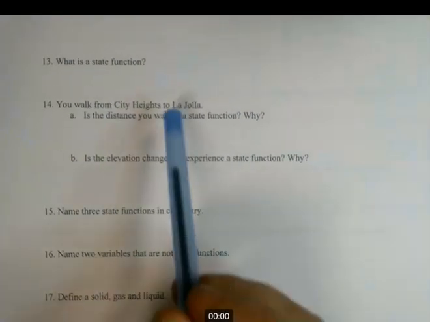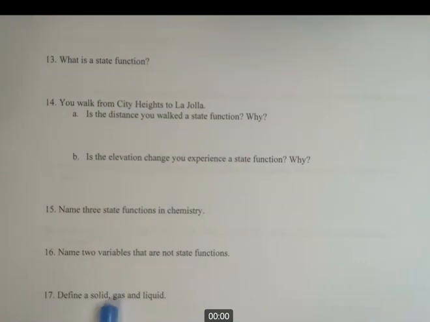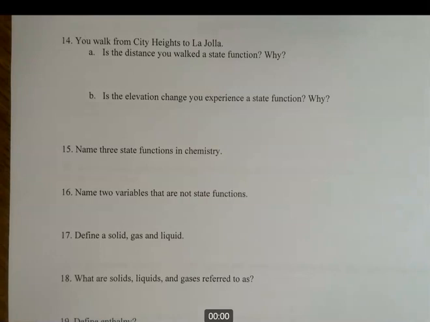Okay, here's something about state functions in the notes. Define solid, liquid, and gas. That's in the notes. What are solids, liquids, and gases referred to as? That was maybe a little bit unclear what that was asking for. They're called states of matter. So we'll fill that one in.